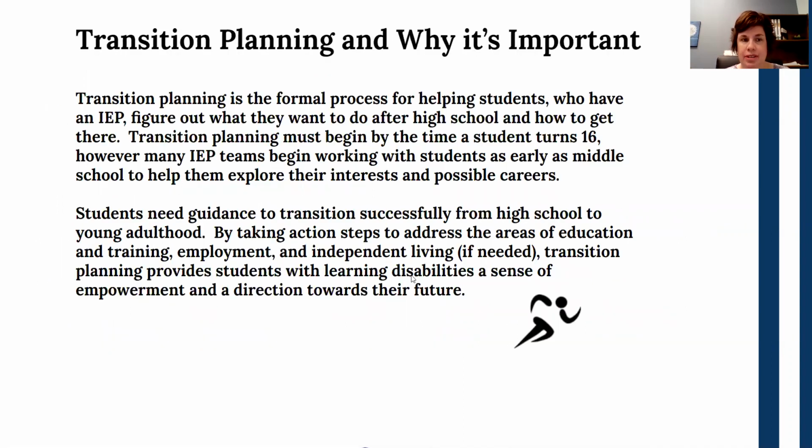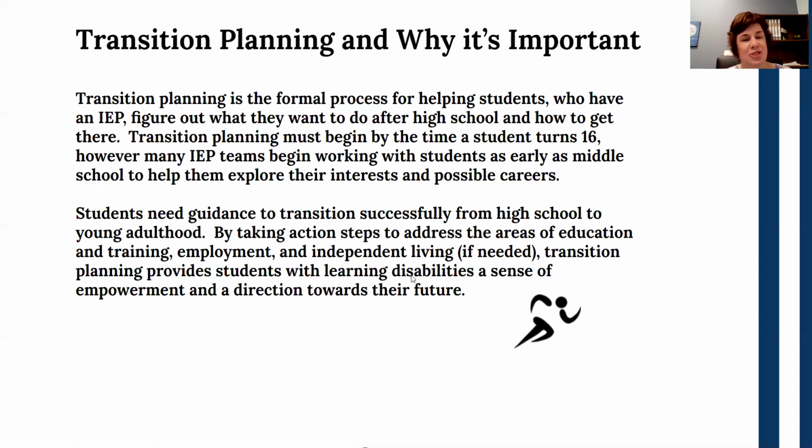So what is transition planning and why is it important? Transition planning is a formal process for helping students who have an IEP figure out what they want to do when life ends for them at high school and they graduate and move into young adulthood. Transition planning must begin by the time a student turns 16. We are actually seeing a little bit of a trend and are encouraging people to start transition planning even earlier, so possibly in middle school, we can start looking at that.